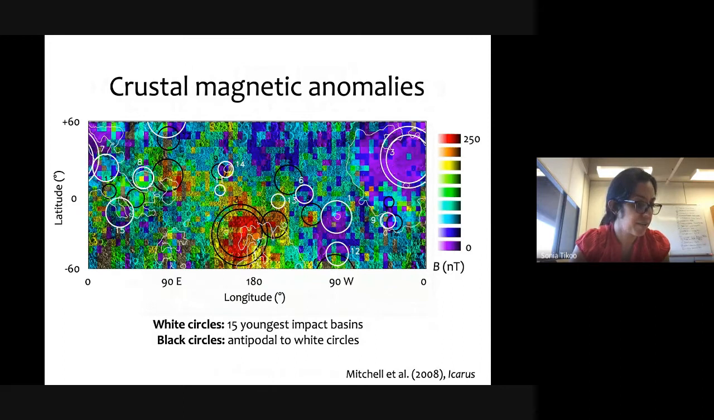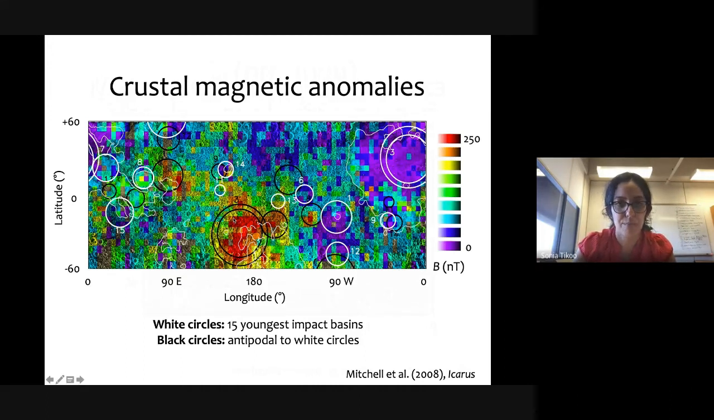Another thing that compounded the mystery of lunar magnetism was the moon has these crustal magnetic anomalies in the lunar crust. So you can see the areas of weak magnetization are sort of in the blues and purples, and the strongest crustal fields are found in the areas that are red. And what we see is that some of the strongest anomalies, like over here and over here, are located at the antipodes of the large impact basins on the moon. So the impact basins are in white and their antipodes are in black.